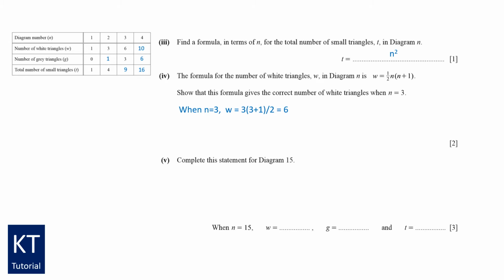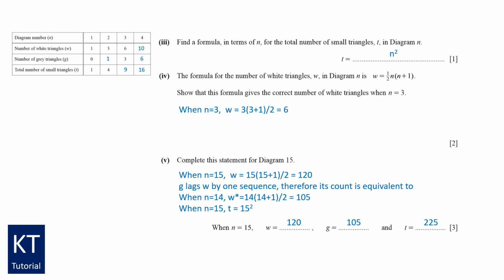When n is 3, the formula has W being equal to 6, as shown on the table. Next, complete this statement for diagram 15. When n is 15, W can be derived from the formula as 120.